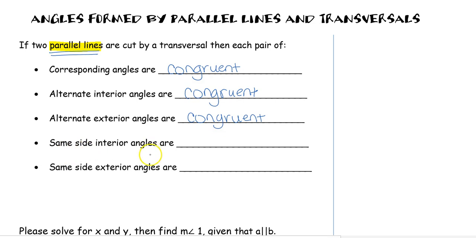Same side interior angles are going to be supplementary. And remember, supplementary means that they add up to 180 degrees. Same side exterior angles are supplementary.